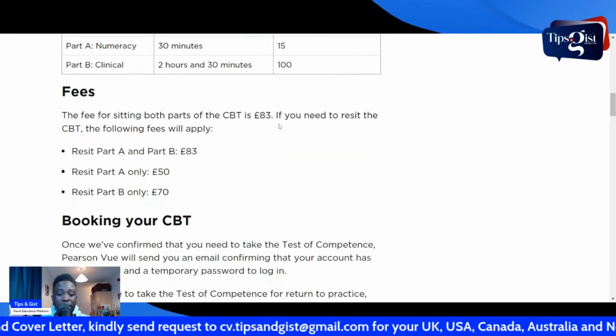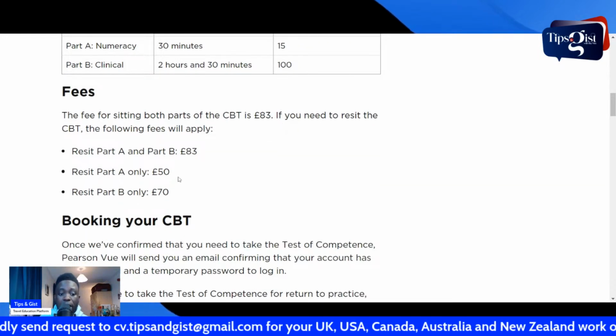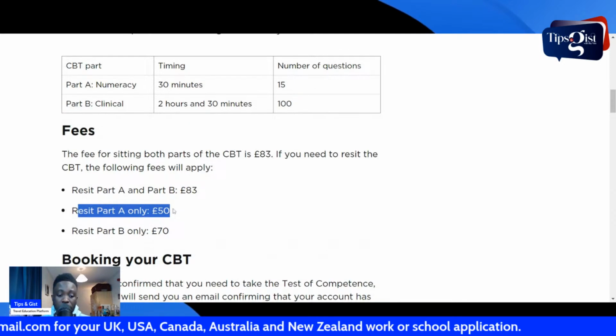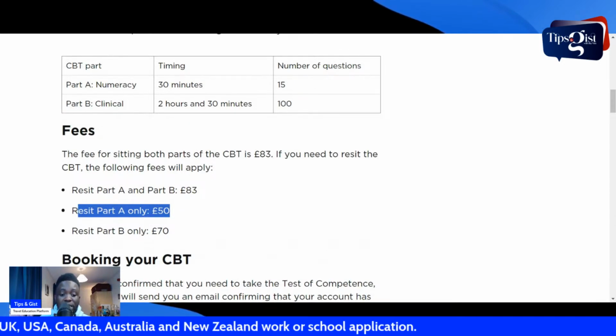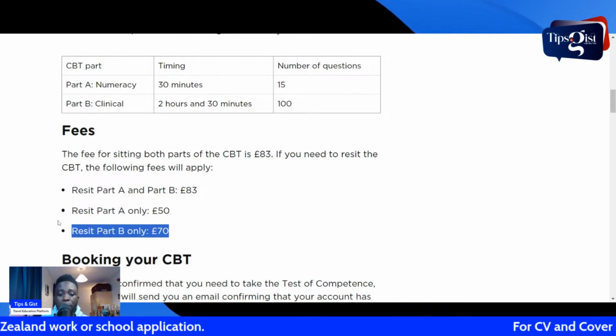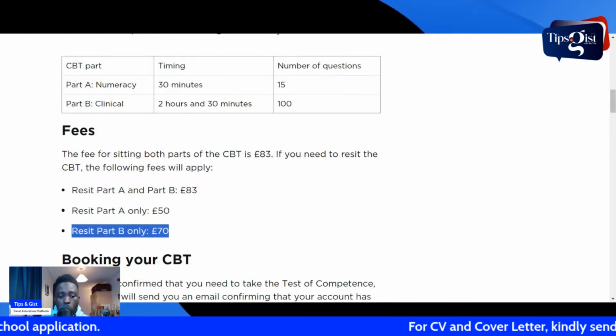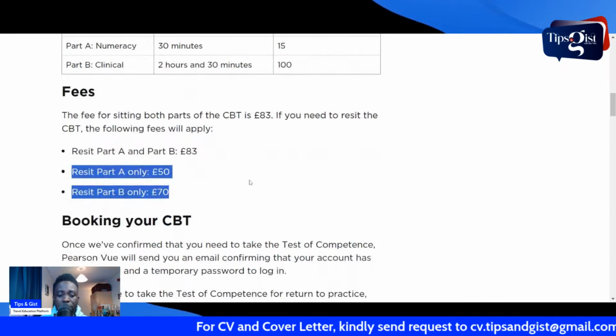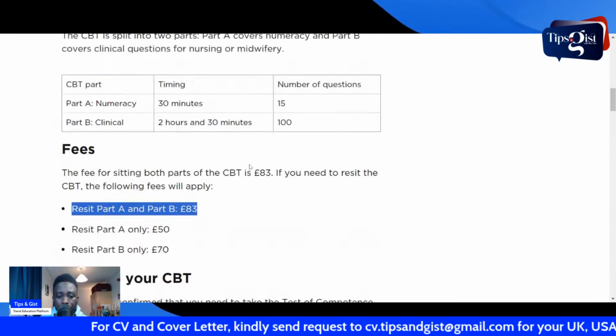All right. The fee is £83, as I said yesterday. If you are doing a reset for part A, that is the numeracy, you pay £50. That is, if you fail and you want to reset for only the numeracy, you pay £50. If you fail only the part B, that is the clinical part, and you want to pay again, you pay £70. But if you fail both and you're going to reset for both, you pay £83.